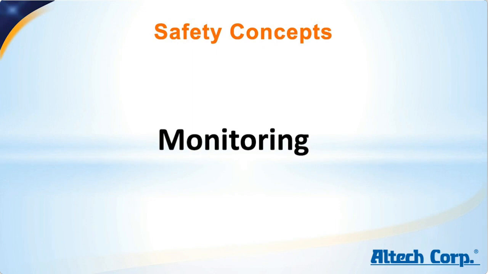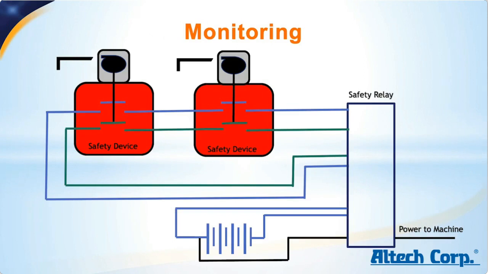In order to prevent this, both the circuits and components should be monitored. If the failure of one of the components is detected, it is not necessary to stop the machine immediately, but it should prevent a successive machine cycle from taking place. The easiest way to monitor the circuits and components is to use a safety relay in place of the master control relay.